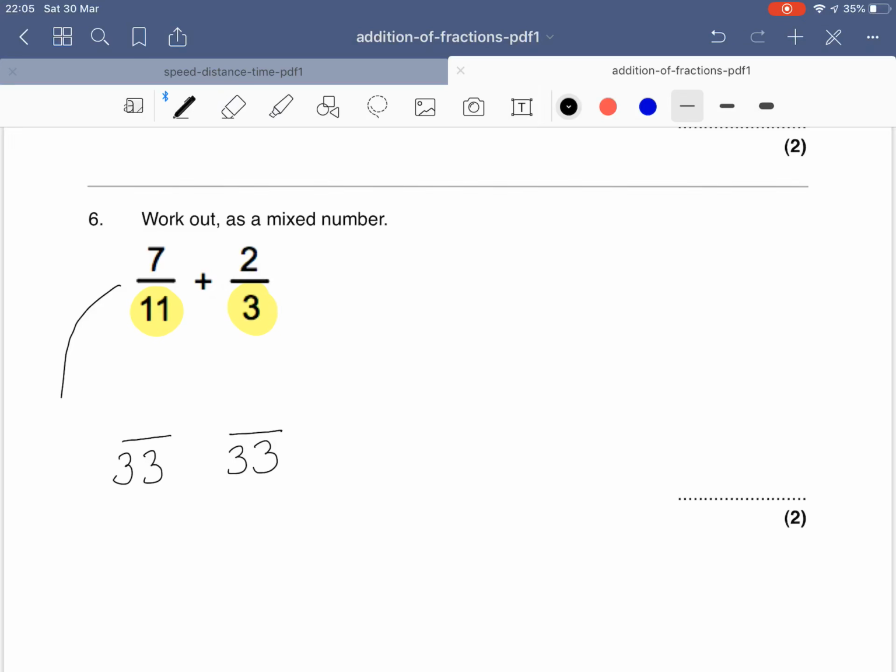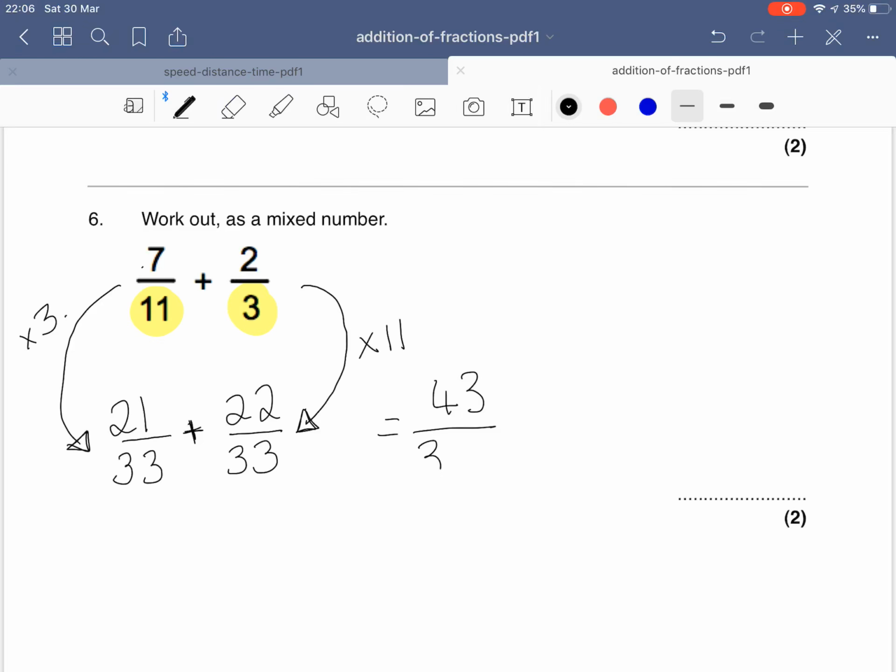So how do we go from 11 to 33? We need to times it by 3, so we also need to do the 7 times the 3 to get 21. How do you go from 3 to 33? We would times that by 11, so we need to do 2 times 11, which is 22, and then we can add them. So 21 add our 22 gives us 43 over 33.